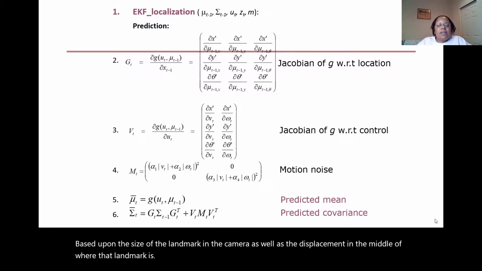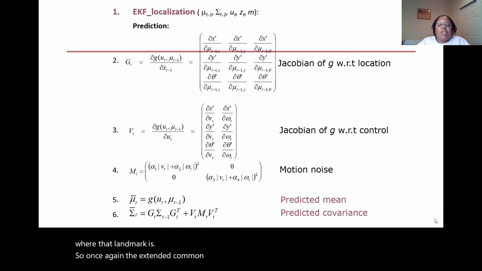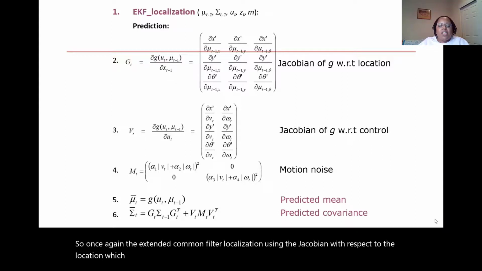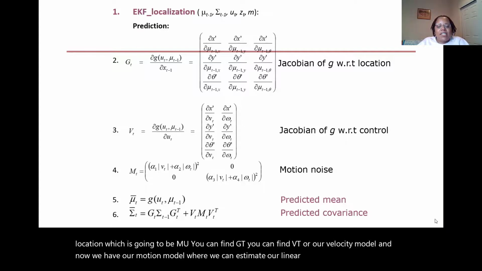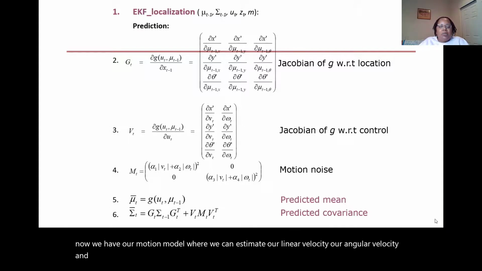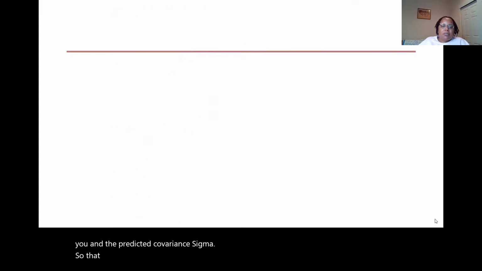So once again, the extended Kalman filter localization uses the Jacobian with respect to the location, which is going to be mu. You can find G_t, you can find V_t, or our velocity model, and now we have our motion model where we can estimate our linear velocity, our angular velocity, and our noise by using the linearization of this data. And then you can find a predicted mean mu and the predicted covariance sigma. So that would be our prediction.